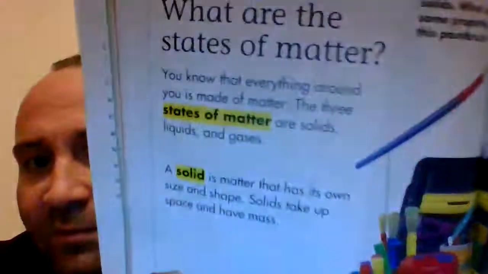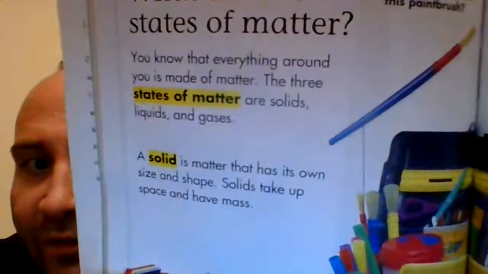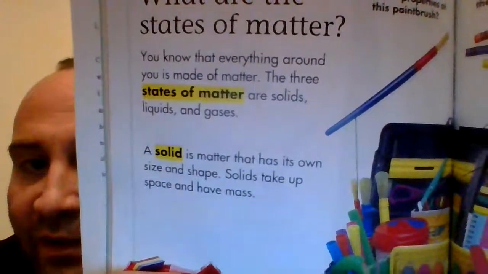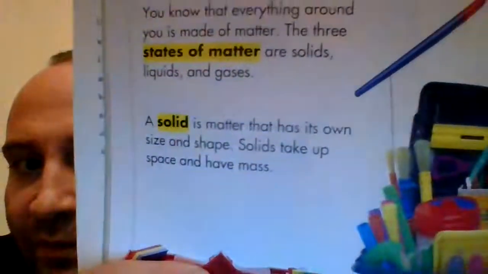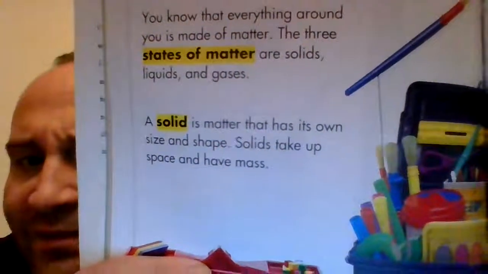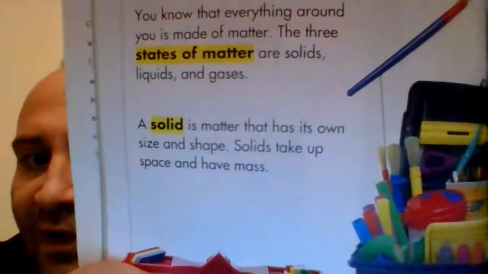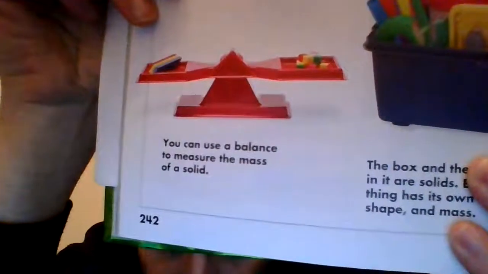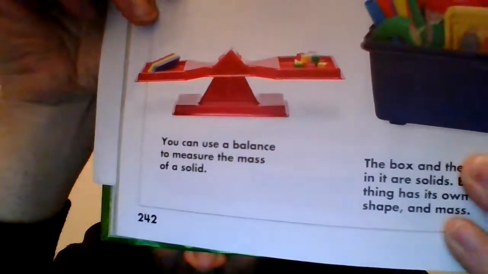What are the states of matter? You know that everything around you is made of matter. The three states of matter are solids, liquids, and gases. A solid is matter that has its own size and shape. Solids take up space and have mass. You can use a balance to measure the mass of a solid.